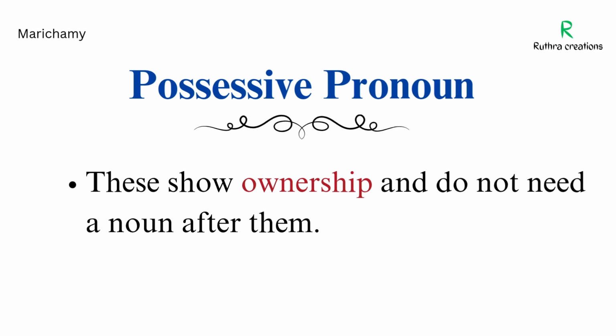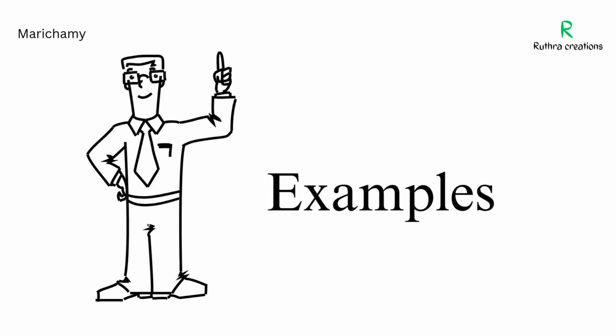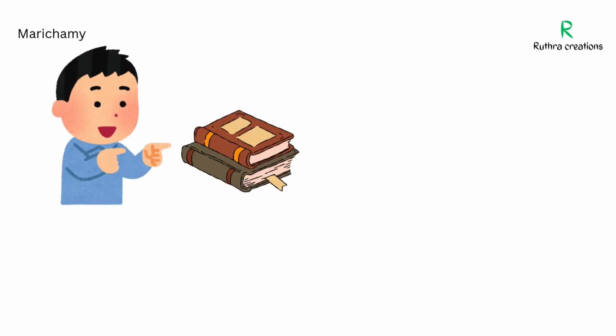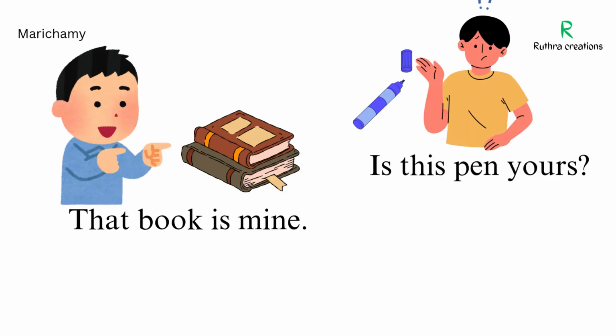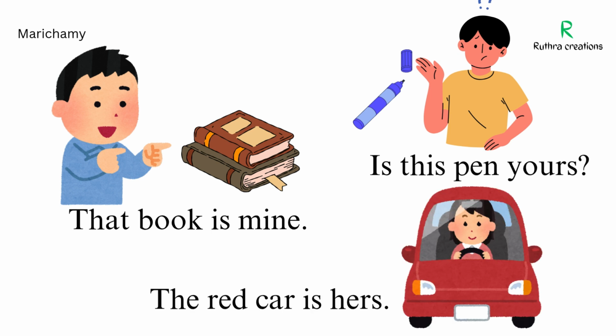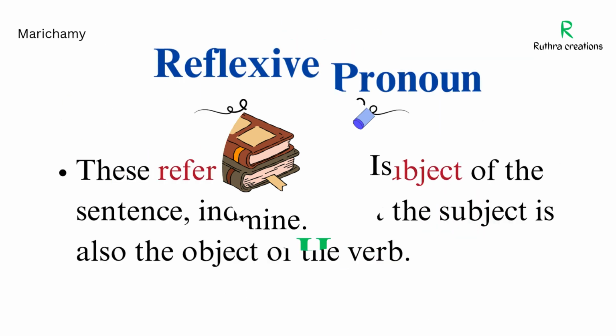Possessive pronouns. These show ownership and do not need a noun after them. Examples. That book is mine. Is this pen yours? The red car is hers. Here mine, yours, hers are the possessive pronouns.